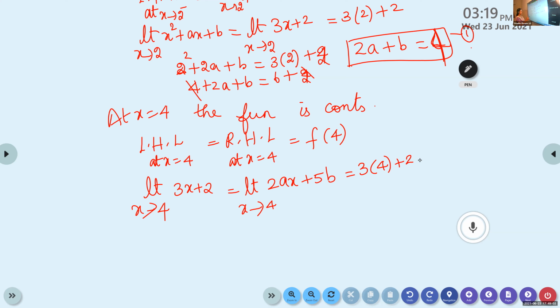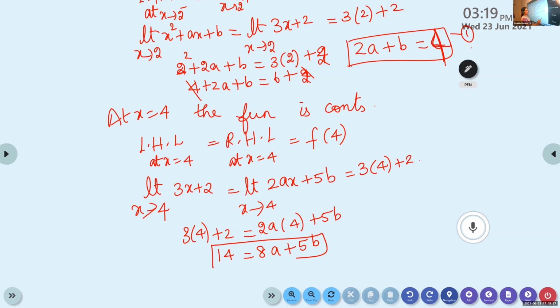So now when you take the limit, here also we get the same thing: 3 into 4 plus 2 is equal to 2a into 4 plus 5b. So we get 14 is equal to 8a plus 5b. This is our second equation.